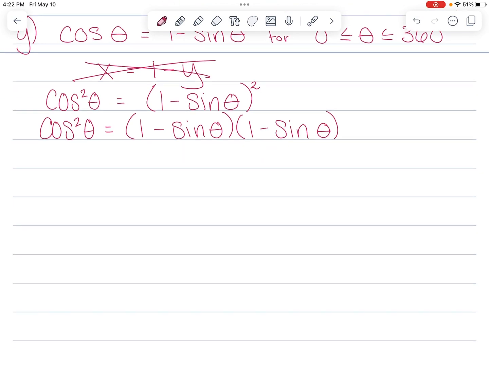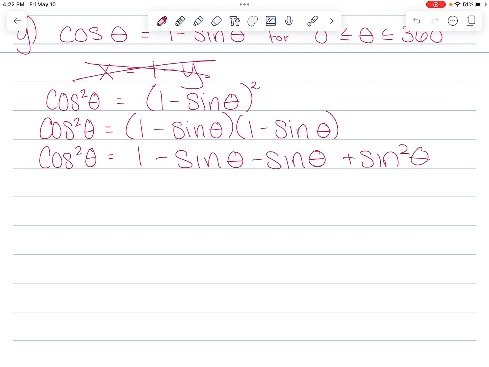Okay, so I get 1 minus sine and 1 minus sine. But anyway, I was saying when you're squaring a binomial, you multiply it by itself. I think I forgot to finish the sentence. Okay, so I get cosine squared theta is equal to 1 minus sine of theta minus sine of theta plus sine squared of theta. Combine my like terms. Cosine squared theta equals 1 minus 2 sine of theta plus sine squared of theta.